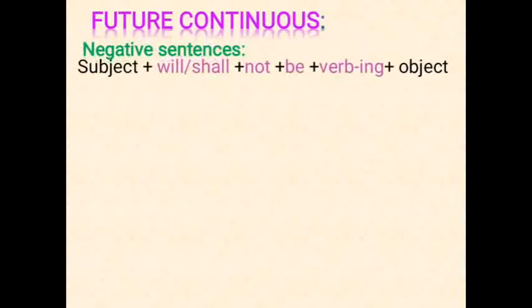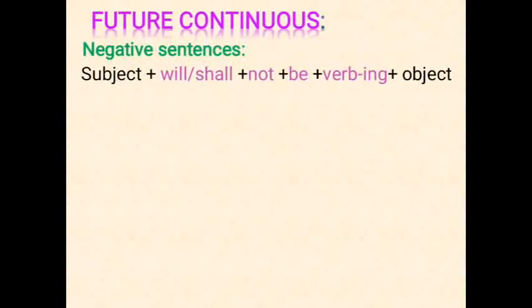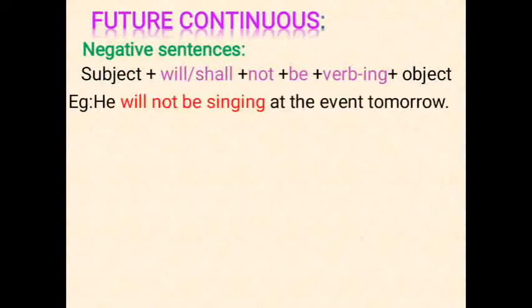So, let us talk about the structure of the future continuous tense in a negative sentence. Already in the first slide, I have explained the structure of future continuous tense for affirmative sentences. Now, for negative sentences, the structure is subject plus will or shall plus not plus be plus verb in the ing form, which we also call the present participle, plus object. For example, he will not be singing at the event tomorrow.